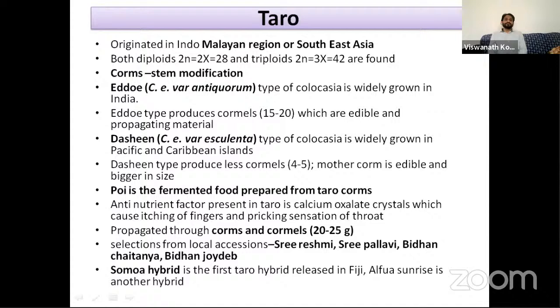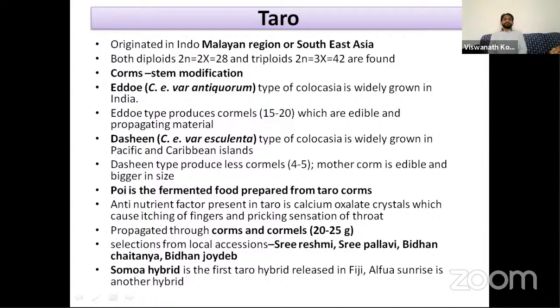This is very important. There are two botanical varieties of taro. One is eddoe type and another one is the dasheen type. Eddoe type is Colocasia esculenta variety antiquorum. The dasheen type is Colocasia esculenta variety esculenta. So the eddoe type produces cormels.